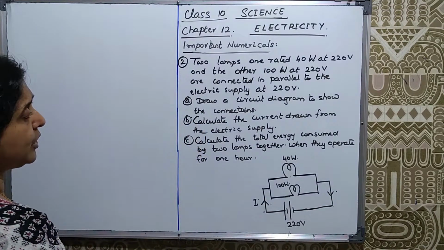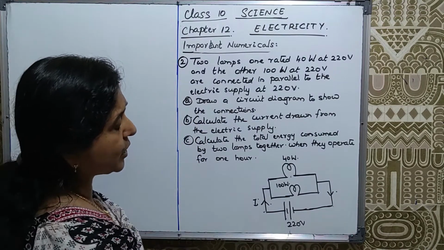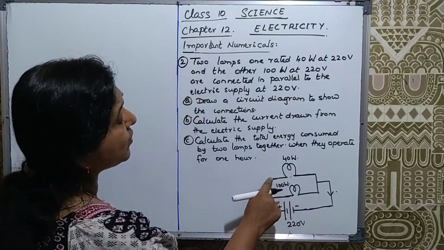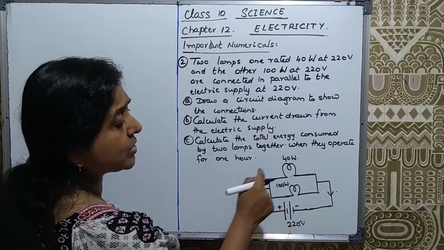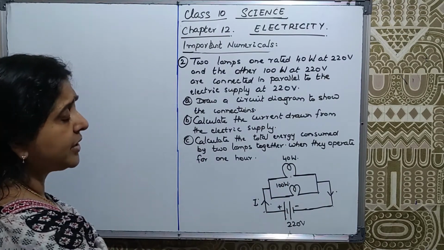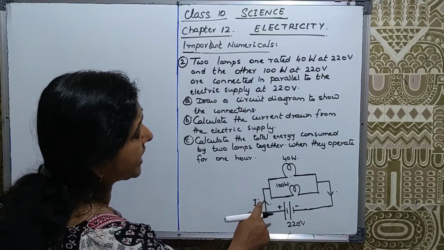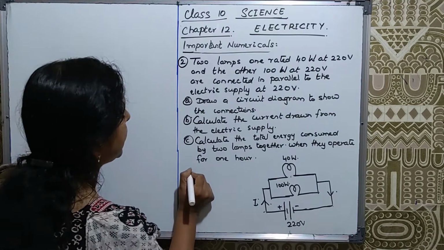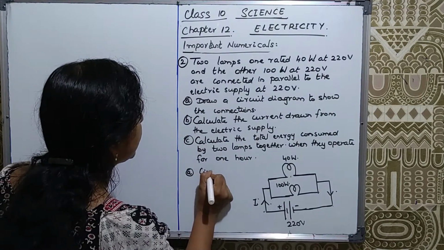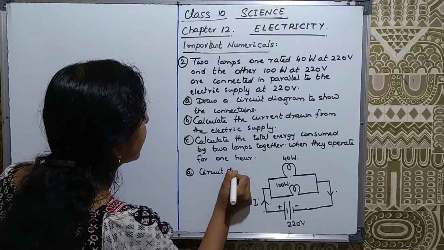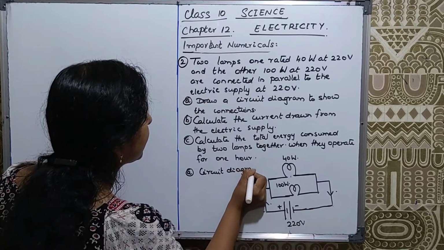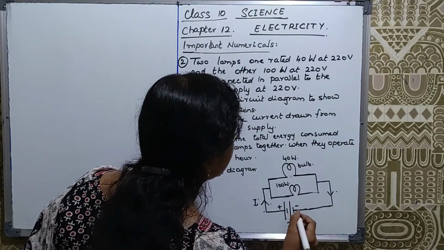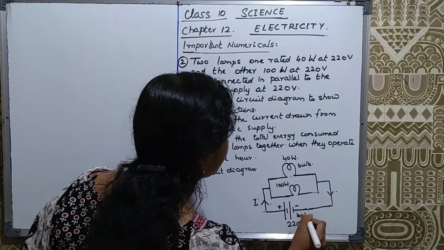Now they told you to draw a circuit diagram showing the connections. You complete the circuit with positive and negative terminals. If you want to add a voltmeter, connect it across the two lamps, and the ammeter will be connected in series. Now we have completed the circuit diagram. This is the circuit diagram: these are the bulbs, and this one is the battery.